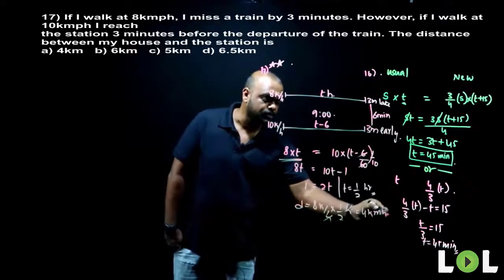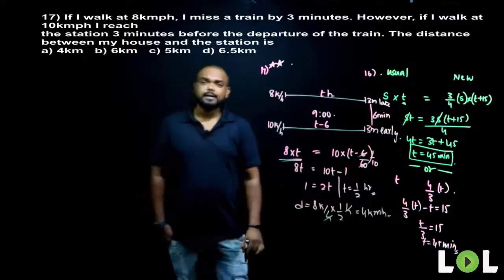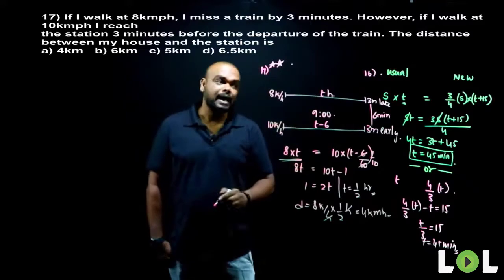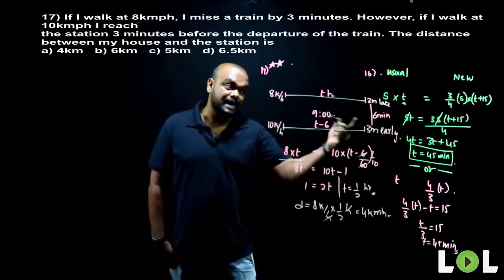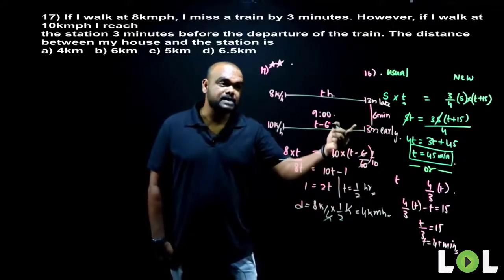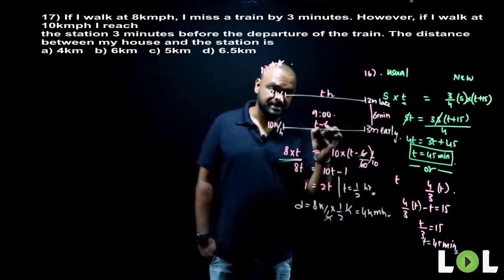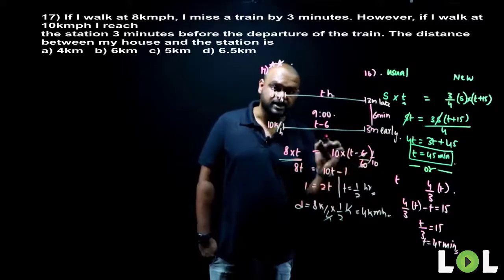That must be my answer. I'm repeating. Let us consider time here as t hours. In this case, t hours minus 6 minutes because he is early. Okay, 6 minutes time difference. So t minus 6. This 6 is minutes. I have to write it in hours. That's why 6 by 60.